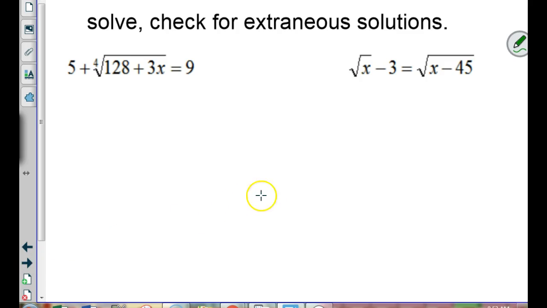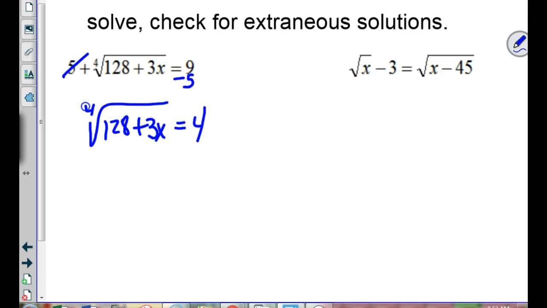Okay. Solve and check for extraneous solutions. Boy, we ran out of time and didn't really finish some of these the other day. So I have some more practice on this tomorrow if you're here. The first one I think you can get. What do we need to do first? Subtract the 5. So we have the 4th root of 128 plus 3x equals 4. And then we need to raise both sides to the 4th power.